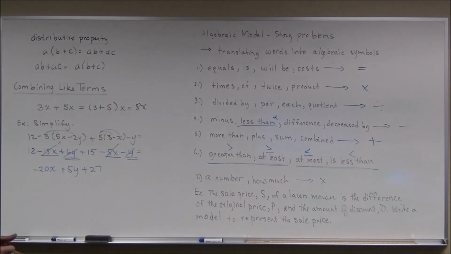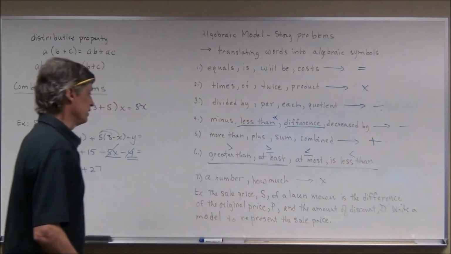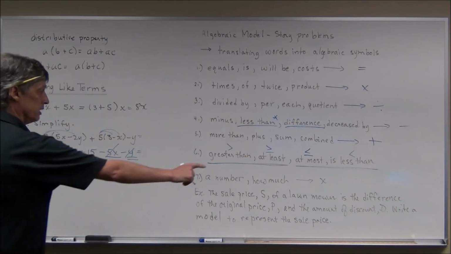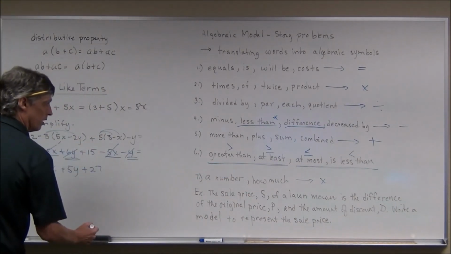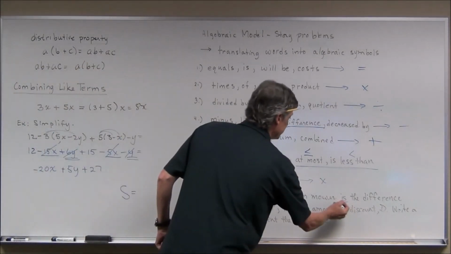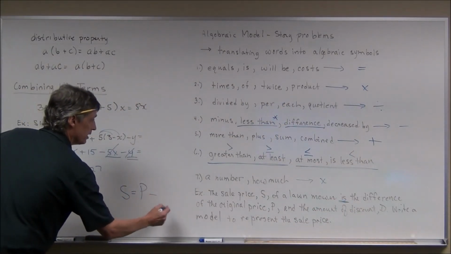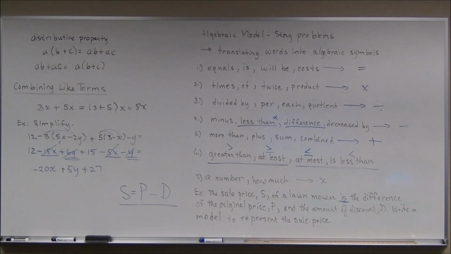And we have an example below. It says the sell price S of a lawnmower is the difference, we know what difference means, back up here, is the difference of the original price and the amount of the discount, which makes sense. You get the discount, you take it off the original price. So we know, it says write a model to represent the sell price. I didn't leave much space there, so I'll just kind of shoot it over here, that the sell price is equal to the difference of the original price P and the amount of the discount D. And that would represent the sell price there.